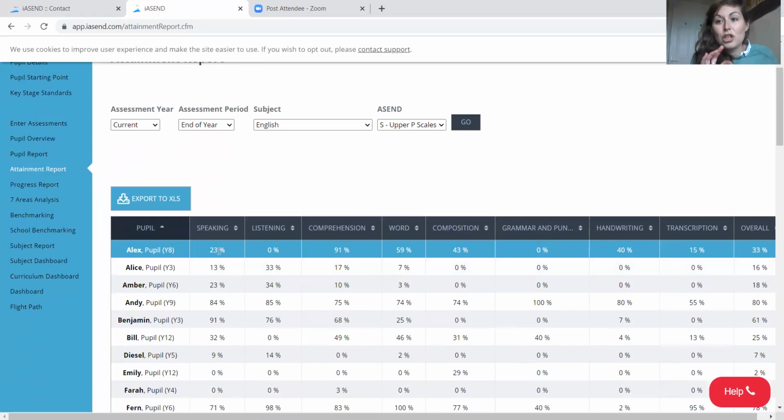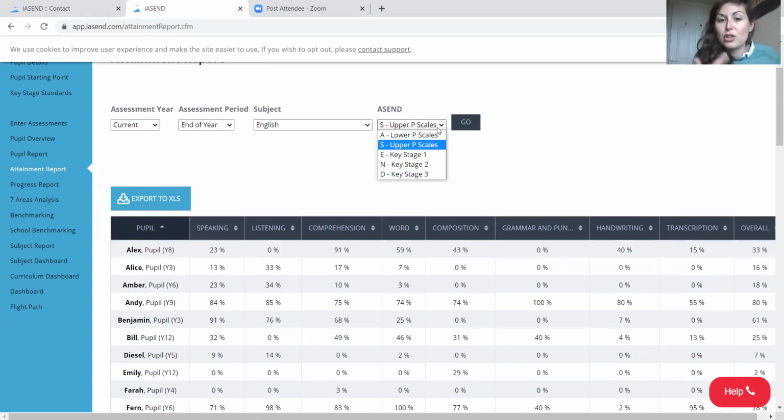Now we can see that he's achieved 23% of the speaking curriculum by the end of the year. However, he's got 0 of listening. So that's a little concern as to why that might be and why we've not put that information in. You can see here his comprehension is very, very strong, but grammar and punctuation again is 0%. You'll notice that the overall is 33%, and that was the same on the pupil report. So that information is the same. If he's working between 2 curriculums, I would just change the curriculum to E to get that further information.